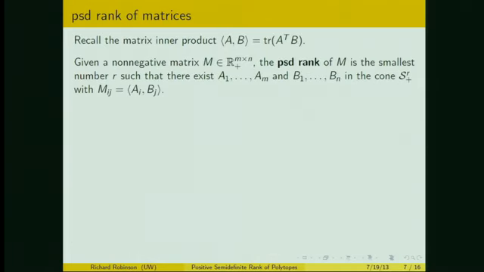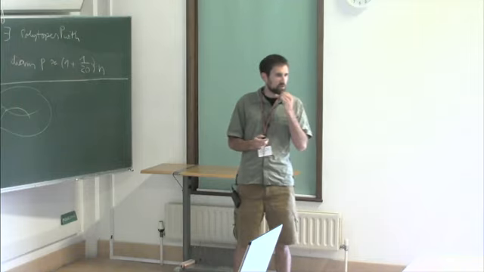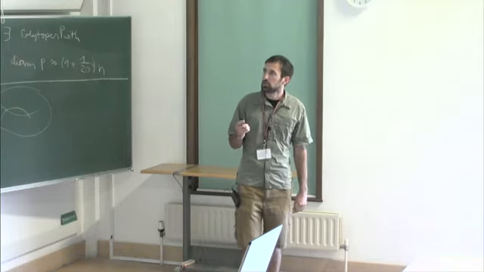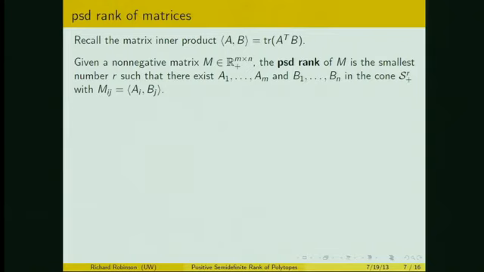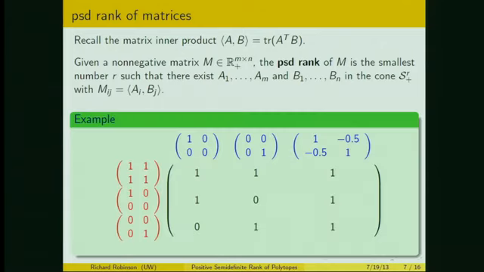Okay, so that's the slack matrix of a polytope. The other concept we need is called the PSD rank of a matrix. This was presented earlier today in a slightly different context. For us, the PSD rank is the smallest R such that we can find PSD matrices of size R by R, such that we can index the rows and columns by PSD matrices, and they'll inner product to give the entries of the matrix.